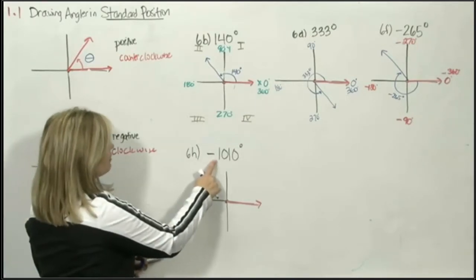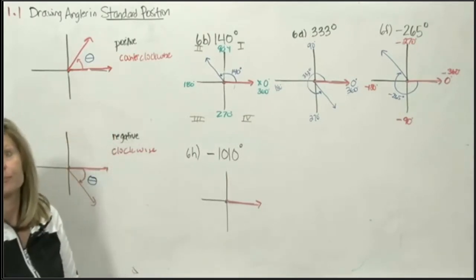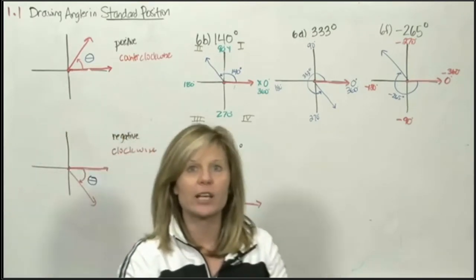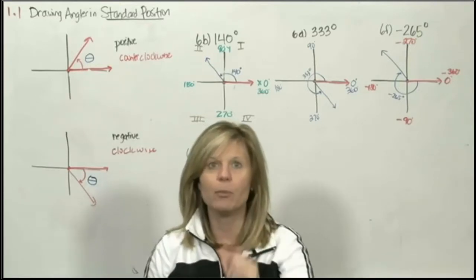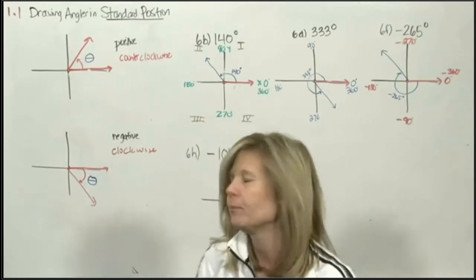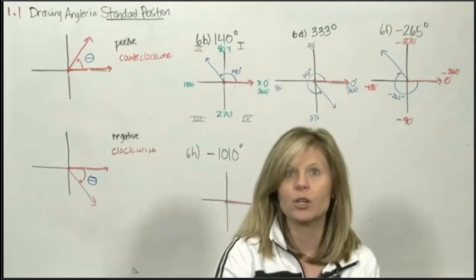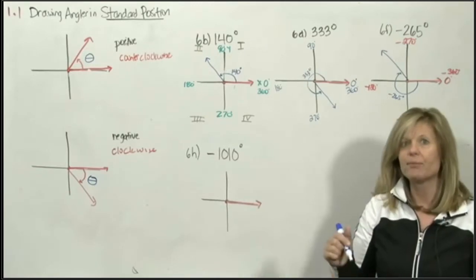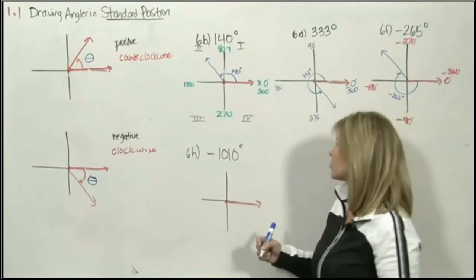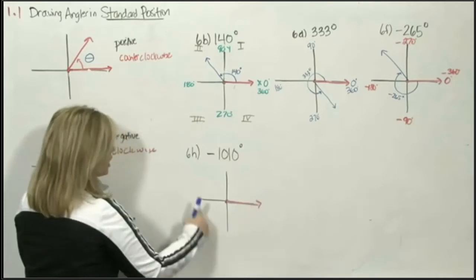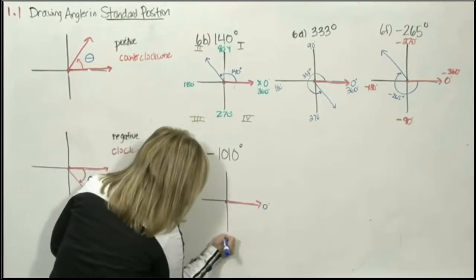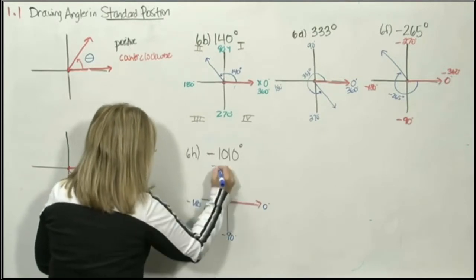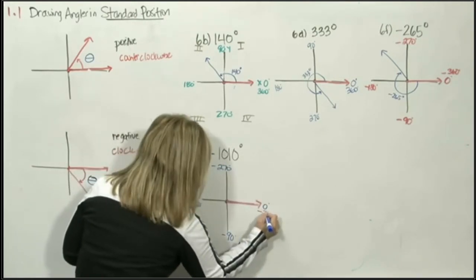This angle is negative 1,010 degrees. So again, it doesn't matter how big or how small the angle is, we can draw it in standard position. Step 1, where is your vertex point? Origin. Step 2, where is always your initial ray? Positive x-axis. Step 3, now we've got to figure out what the terminal ray is. Well, it's a negative angle, so we're going clockwise. So this is 0 degrees, negative 90 degrees, negative 180, negative 270, negative 360.